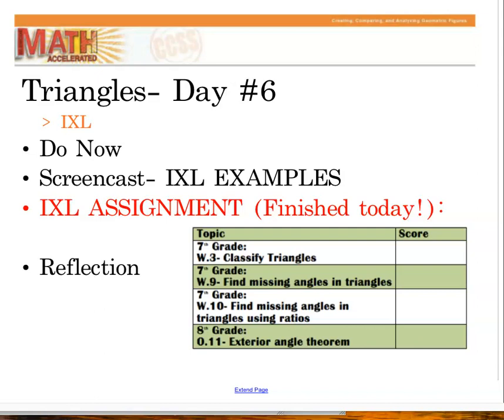The IXL assignment is finished today. It is 7th grade W3, 7th grade W9, 7th grade W10, and 8th grade O11. After you are done, please make sure you fill out the Google form for your IXL scores. I also give you a preview of the IXL and angles, as well as the reflection.